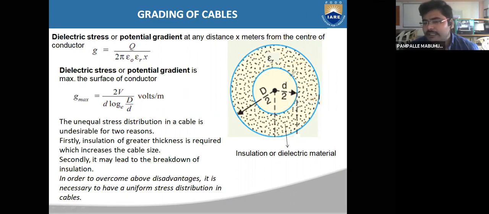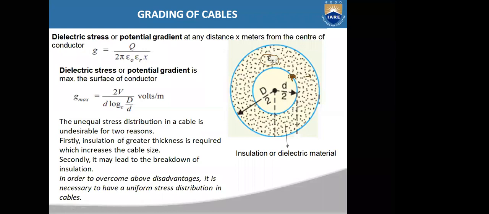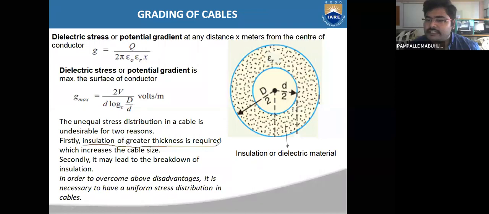You have to use a dielectric material which is greater than this Gmax value. That means, here at the surface of the conductor, the dielectric strength of the insulation should be maximum. As you are moving outside towards the sheath, the dielectric strength of the insulation should be decreased. But if you use the same insulation which is having epsilon r, this will have some disadvantage, right? So firstly, the insulation of greater thickness is required, which increases the cable size.